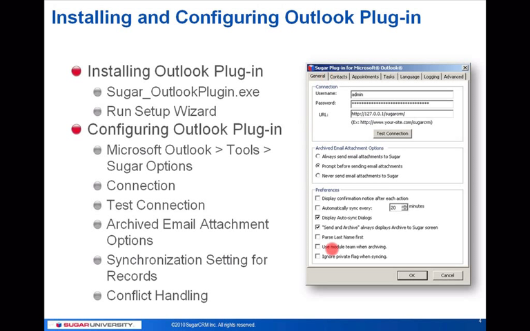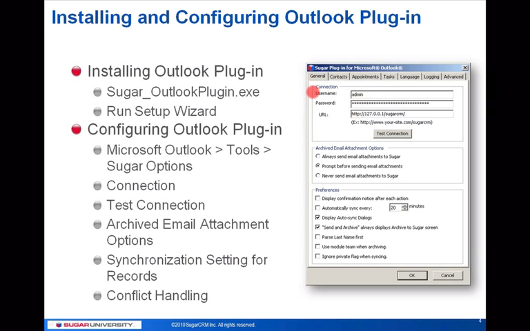So this is a window within Outlook where you put your Sugar logon information so it can make that connection between Outlook and Sugar. Then you want to click on Test Connection, and your test connection will either pass or fail. If it fails, that simply means that your username, password, or URL is incorrect. So make sure that you verify the information and then test it again.